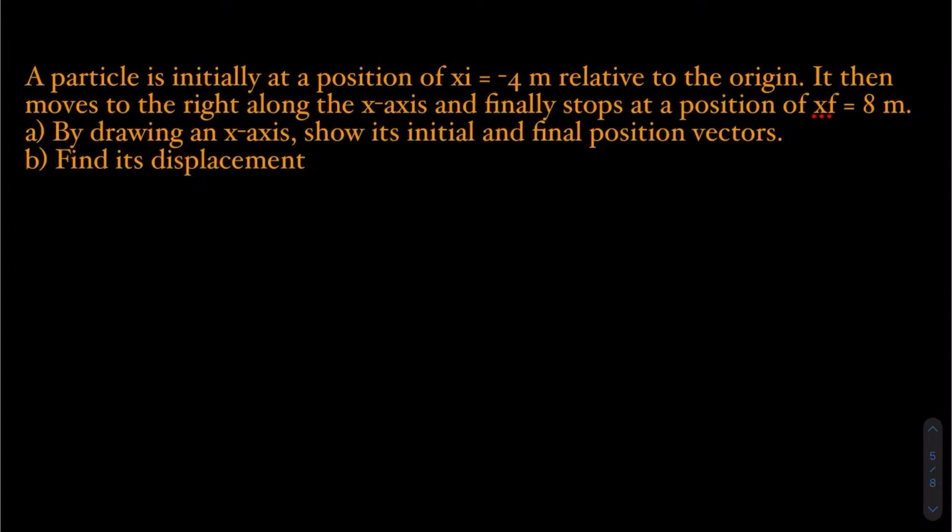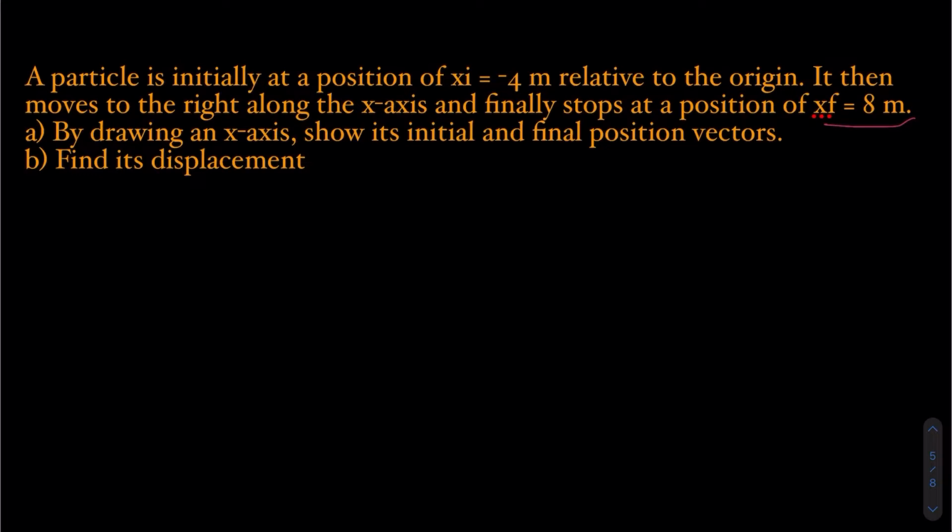In this video, we will be solving some problems of distance and displacement. So let's get started with this problem. A particle is initially at a position of x equal to minus 4 meters relative to the origin. It then moves to the right along the x-axis and finally stops at a position of x final equal to 8 meters.